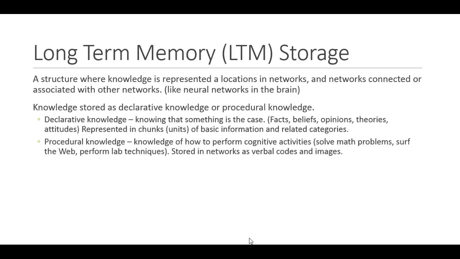So there's declarative knowledge, which is knowing that something is the case. These are facts, beliefs, opinions, theories, attitudes, and they are represented in chunks of basic information and related categories. And then there's procedural knowledge. That's the knowledge of how to perform certain cognitive activities, like how to solve a math problem, how to surf the web, how to perform lab techniques. That's considered procedural knowledge. And it's thought that these are stored in networks as verbal codes or images that help us recreate these patterns.